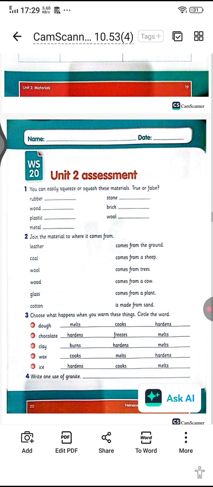Next, question number 3 is choose what happens when you warm these things, and circle the word. Dough cooks, chocolate melts, clay hardens, wax melts, ice melts. And write one of the uses of granite. Granite is a stone that is used to do the exterior or interior decor of the building.